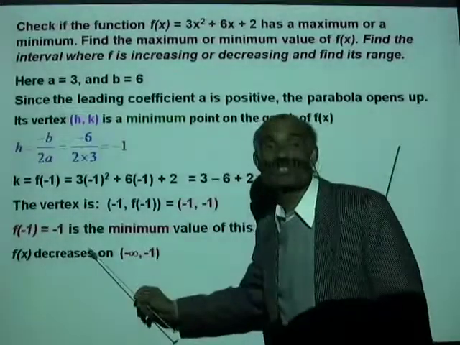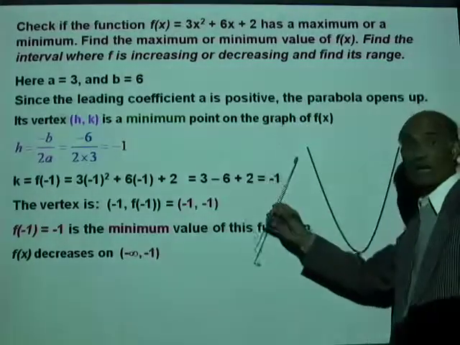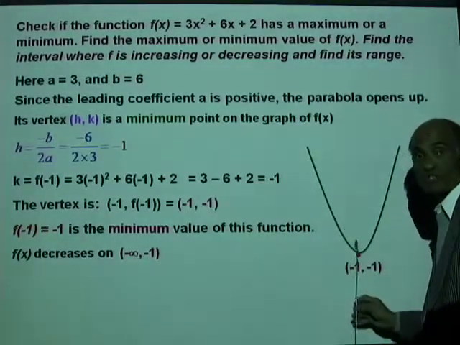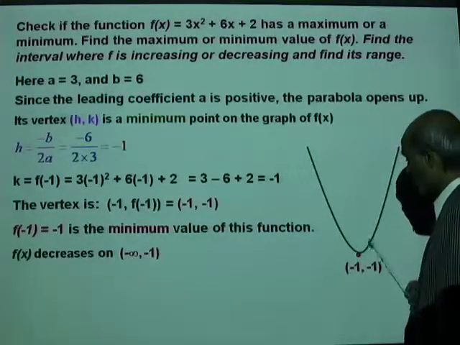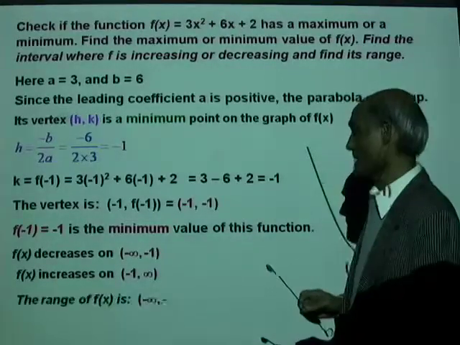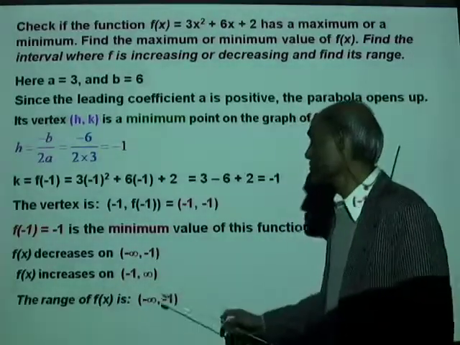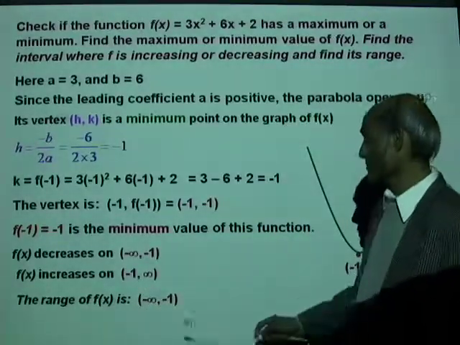So f of x decreases on negative infinity to negative 1. I hope that is clear. The value decreases, reaches a minimum, and from x equal to negative 1 to infinity the function value increases. That's right. And the range of f of x, is that right?